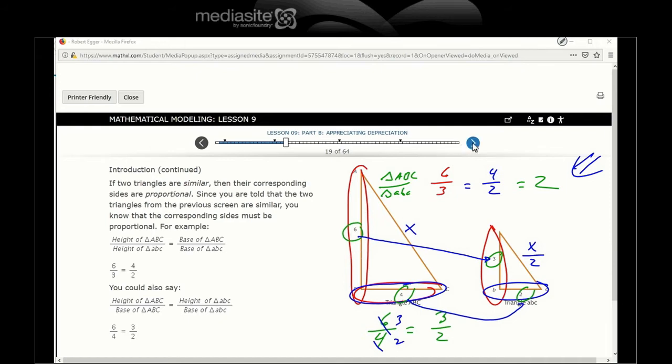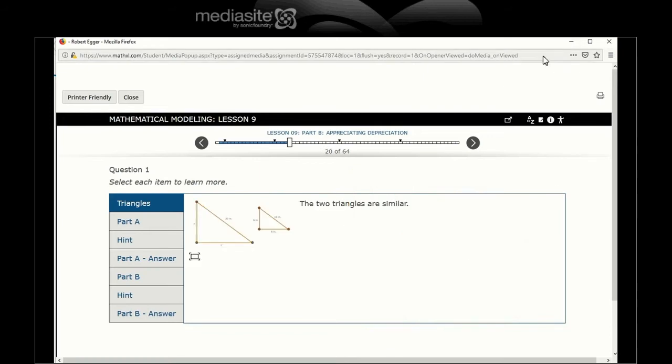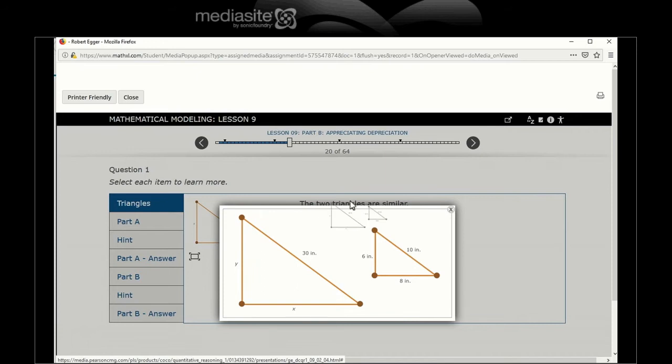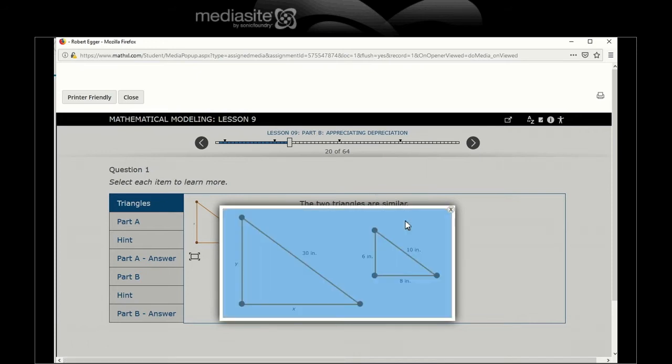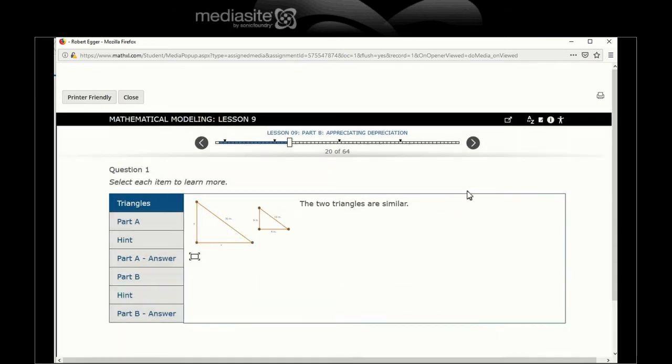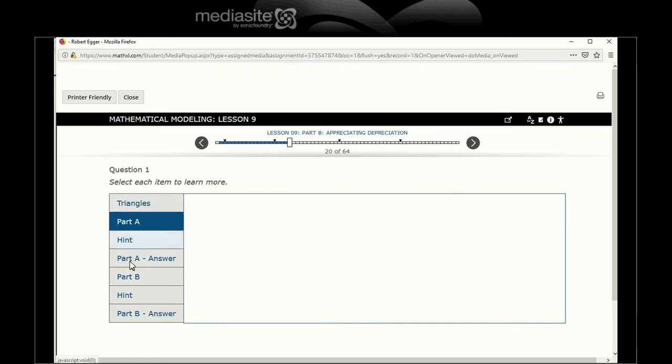All right, next. Enough. Holy mackerel. Here we go. Can't move it. Two triangles are similar. All right. The two triangles are similar. Good to know.